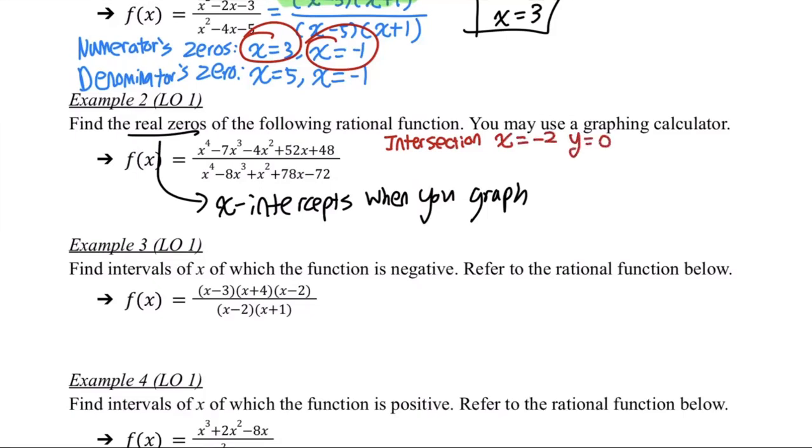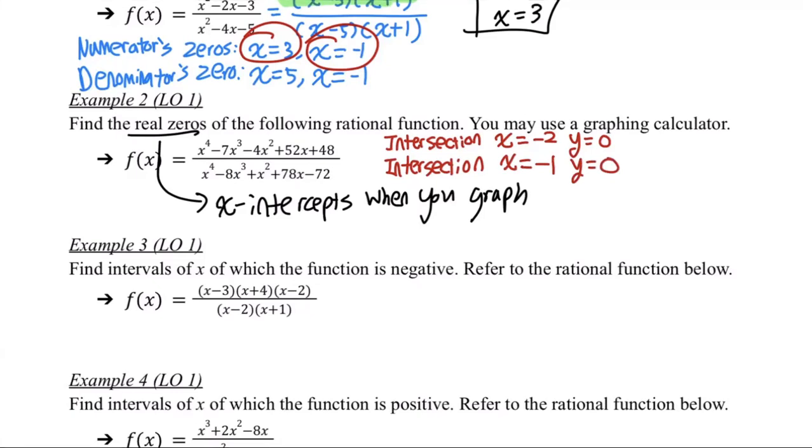Let's do the same thing. Let's go to second trace, intersect, and let's go to our second suspected x-intercept point, and let's click enter multiple times. Then we get our second intersection point as x is equal to -1, y is equal to 0.